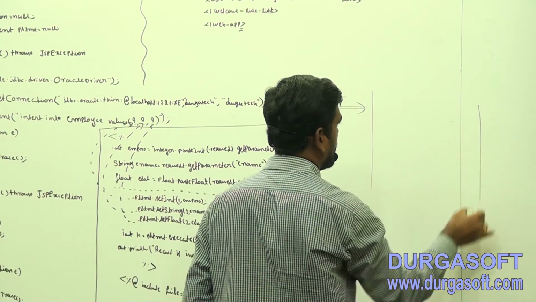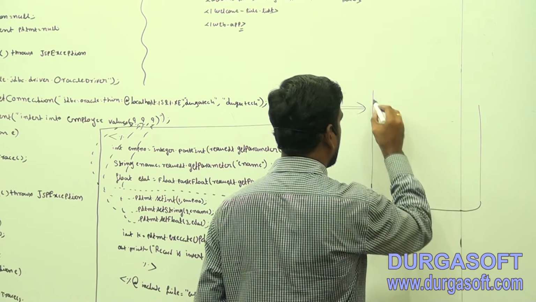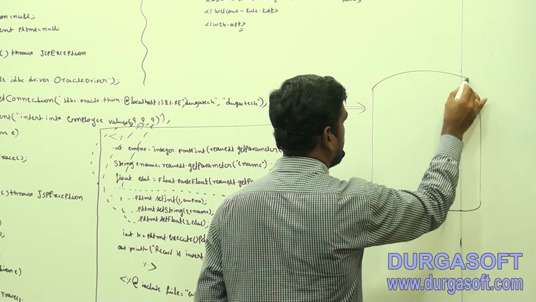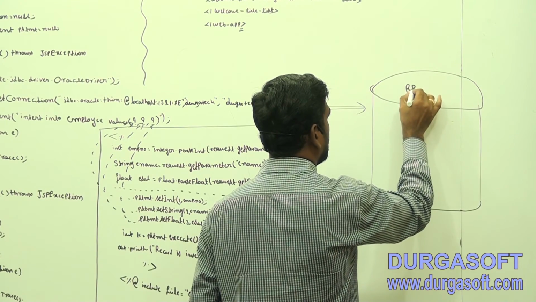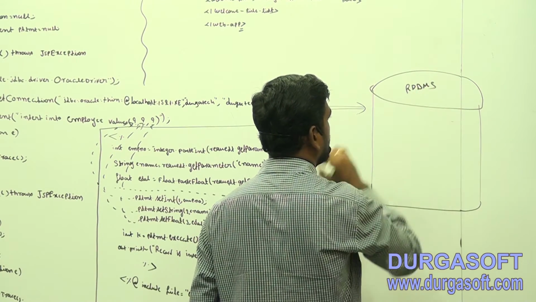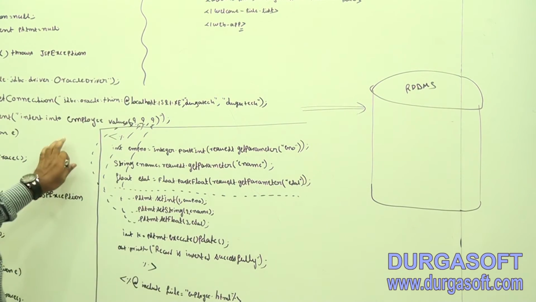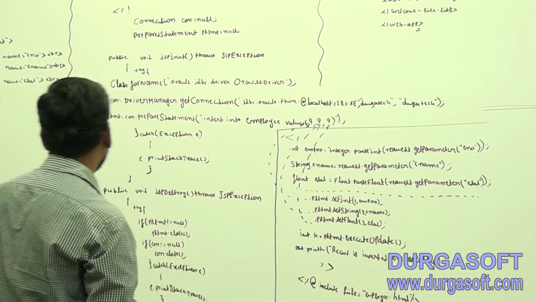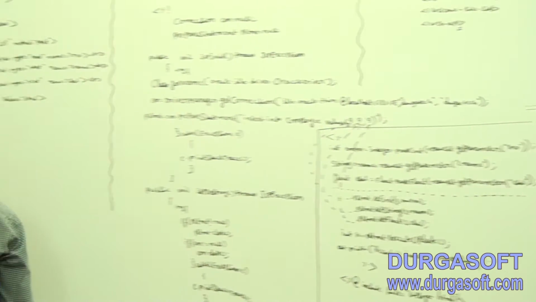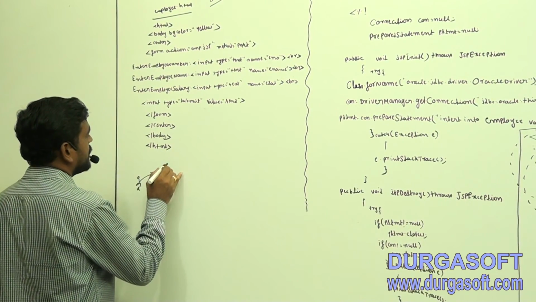This is my database, the RDBMS. Once this code is executed, which table is going to be created here? Here it is going to create the employee table. So here an end user or customer is going to enter some values. This is the input page.